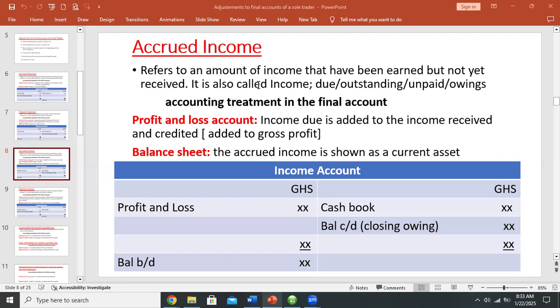Okay, so accrued income refers to the amount that we have earned, keyword there, earned, but not yet received. Now, in order for you not to be confused, we pay expenses and then we receive income. As a business, we make payments for expenses and we receive income. So accrued income means that the income we are supposed to receive has not been received. In other words, we have earned it, but we have not received it.